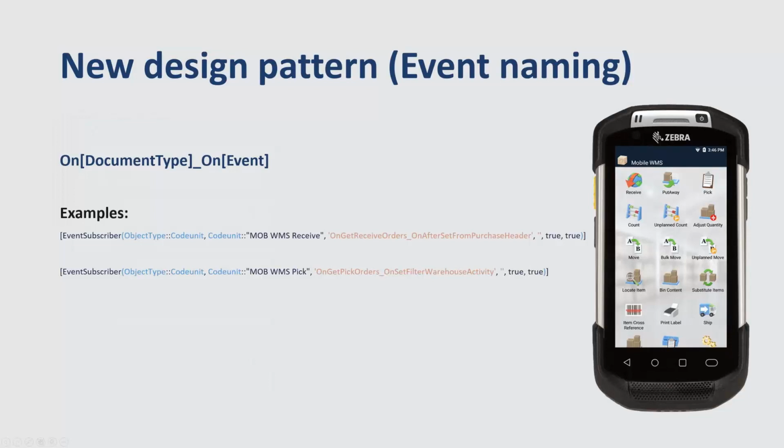So another example of this pattern is the on get pick orders on set filtered warehouse activity. Here, when the document type being get pick orders or the request being get pick orders, and the event is set filtered warehouse activity. So this gives you the possibility to handle filters when working with warehouse activities.